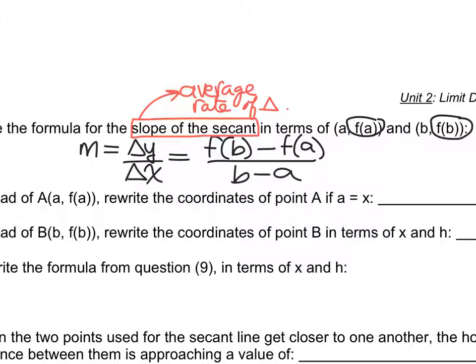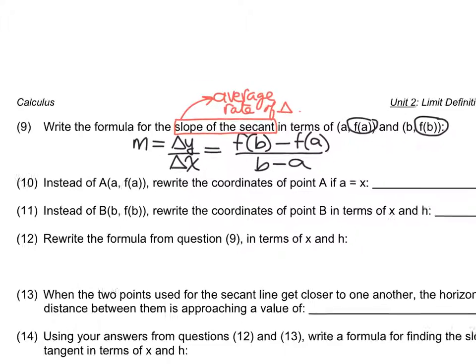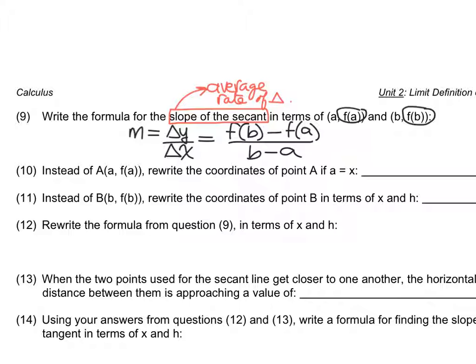The next part of the process is asking us to take it another step, because what we're going to do here is morph this into something that's familiar, something from pre-calc. So instead of a comma f of a, rewrite the coordinates of a if a equals x. Well, that's not hard. It's a little weird to look at, but all that's saying is just replace your a's.